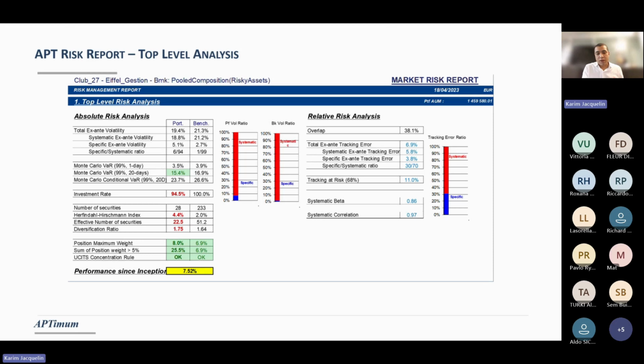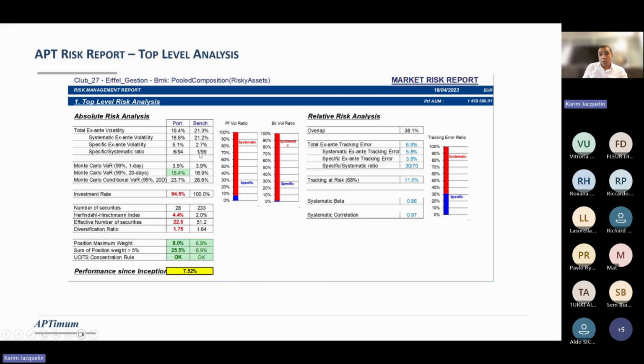So it's important to have this decomposition because you can try to understand the style of your portfolio. If you have a lot of specific risk, so in this case, it's not really the case. We only have 6% of the volatility that is specific. But if you have a lot of specific risk, it's an indication that your portfolio is not well diversified. Because if you diversify your portfolio, you will only be left with systematic risk.